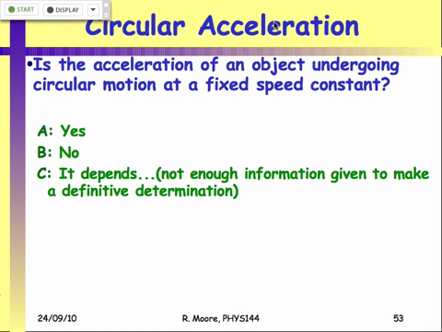Okay, so first clicker question. Is the acceleration of an object undergoing circular motion at a fixed speed constant? So yes, no, or it depends. I haven't given you enough information.